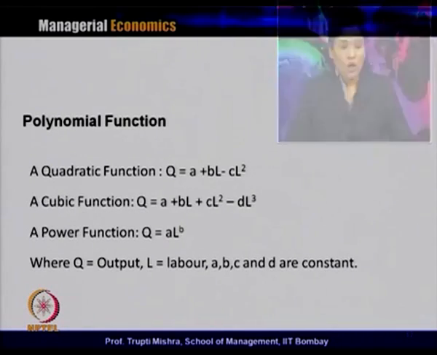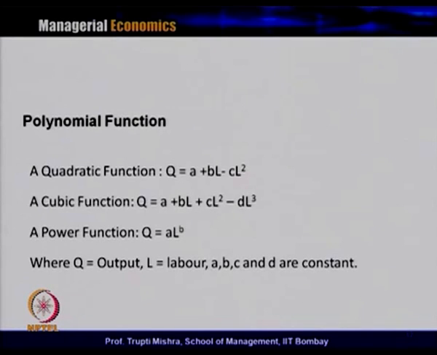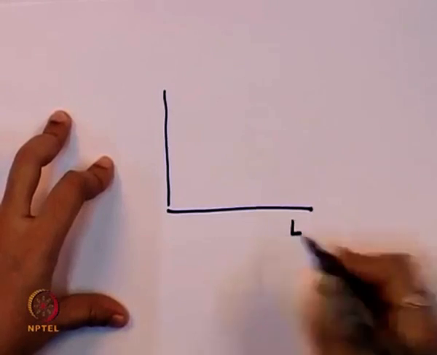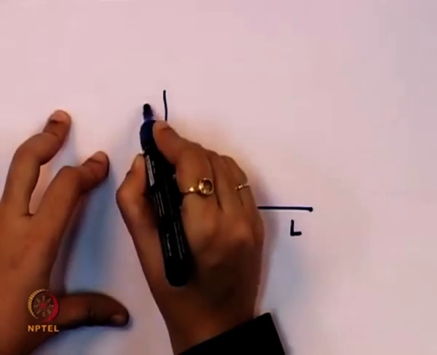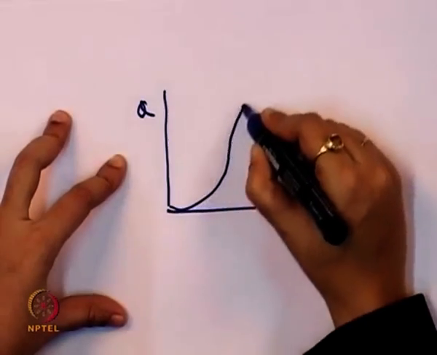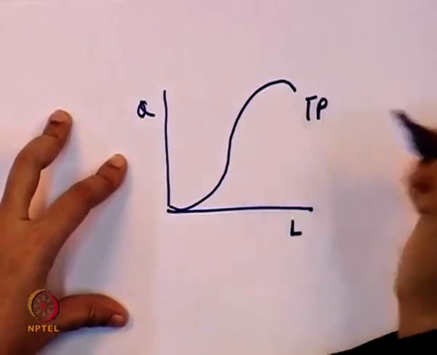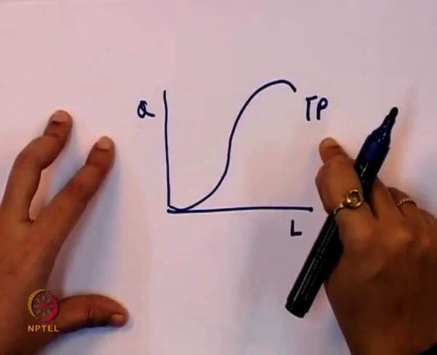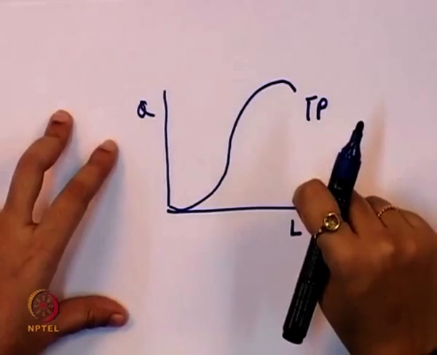When you represent this polynomial function graphically with all these three types of function, whether it's quadratic, cubic or power function. So graphically, if you look at a cubic function, suppose we take L over here, L is the labor, Q is the output. Now the cubic function takes this type of shape. Now what is this curve? This curve is the total product curve, and total product is dependent on the output and the labor.